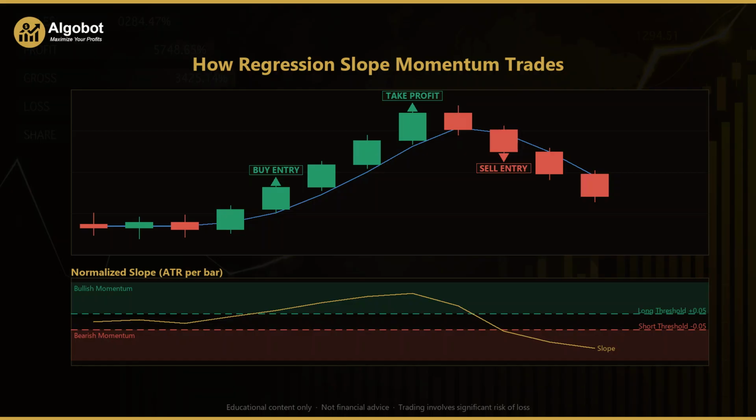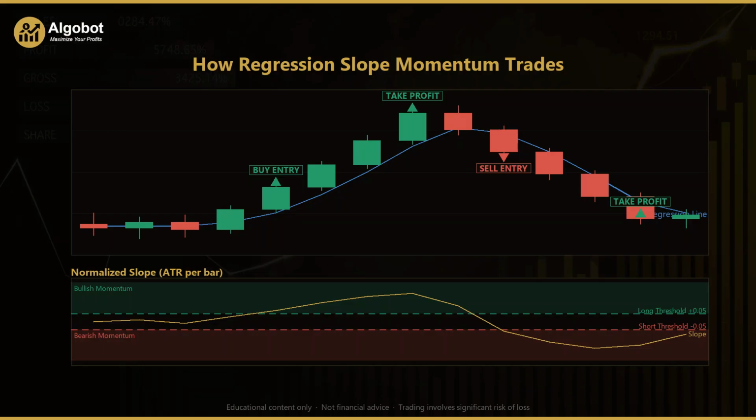This time the stop loss is placed 2 times ATR above entry and the take profit 3 times ATR below, mirroring the long setup in the opposite direction. Follow the next few candles down. The 10th and 11th candles extend the decline. The regression line points clearly lower, and the slope sits firmly inside the bearish momentum zone. On the 12th candle, price reaches the downside take profit target, and the short trade closes.